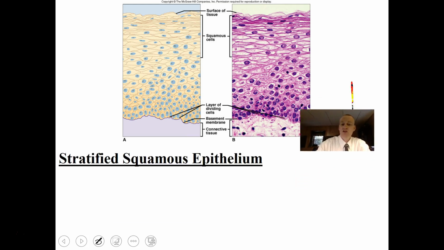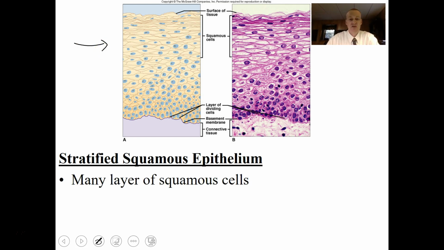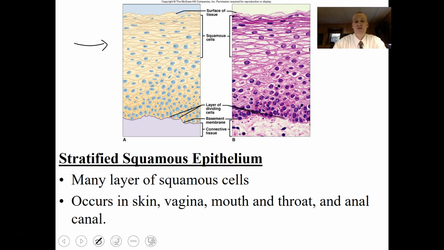Well, here's a stratified squamous epithelium. You can see it's many layers of thin cells or scale-like cells. And this occurs in your skin, the vaginal canal, the mouth, the throat, the anal canal. So it's found in places where you would expect a lot of friction to occur, a lot of protection that's needed, and that's exactly what it does for the human body. So it does form a protective layer.